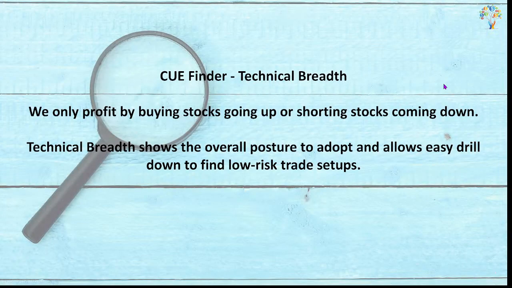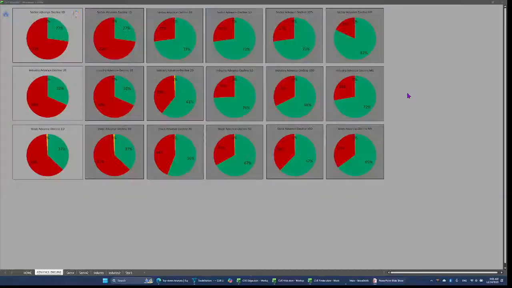Lastly, very importantly though, last but not the least by any means, find the technical breadth. We only profit by buying stocks going up or shorting stocks coming down for directional trades. Most of the Q trades are directional trades. Q Finder has technical breadth. I use it every day, every week to decide overall posture to adopt, and then I can do an easy drill down to find low risk trade setups.